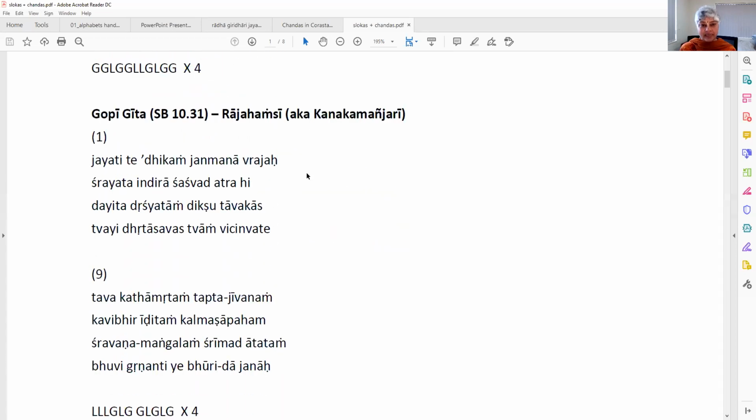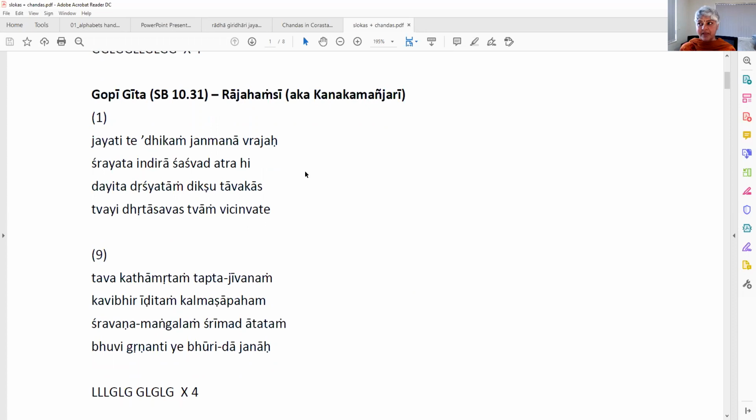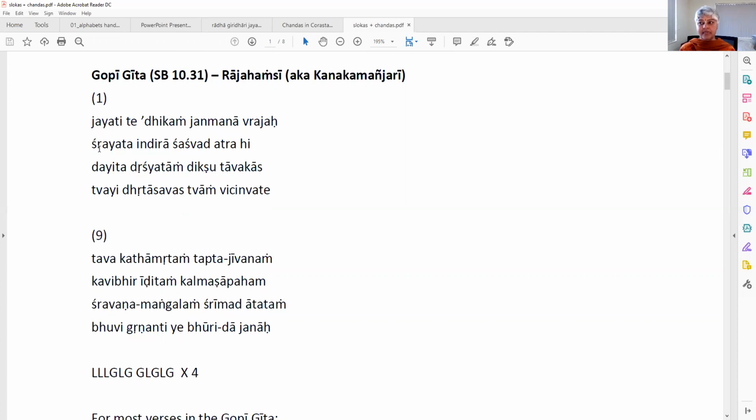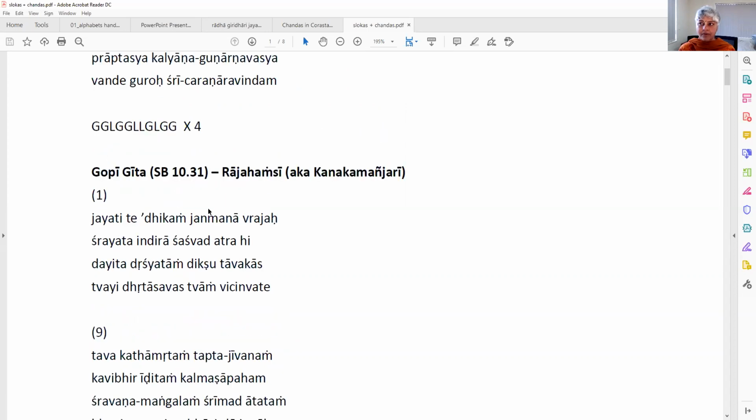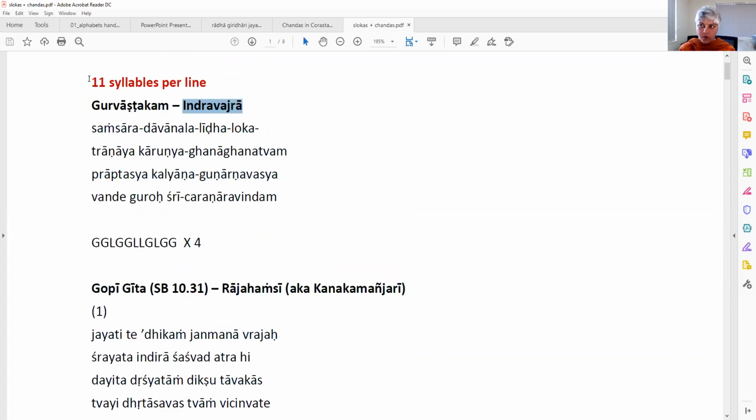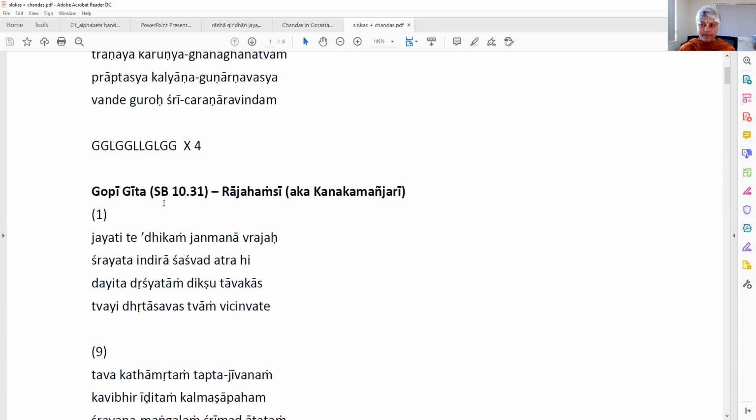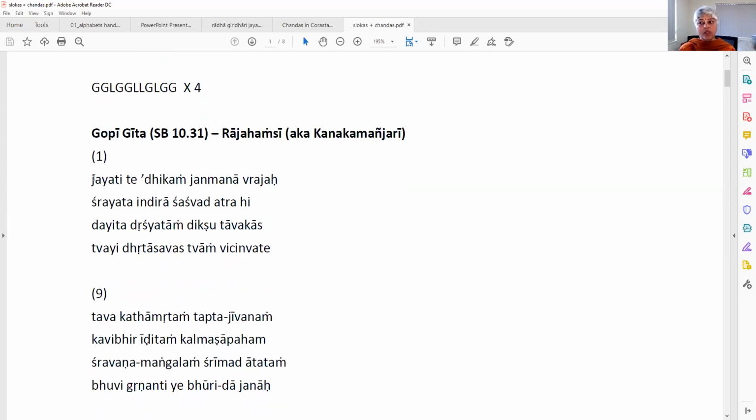We looked at the Gopi Gita, Rajahamsi, also known as Kanakamanjari. Jayati te dhikam janmana vraja shrayata indira shashvadatrahi dayita drishyatam dikshu tavakastvayi dhritasavastvam vichinvate.